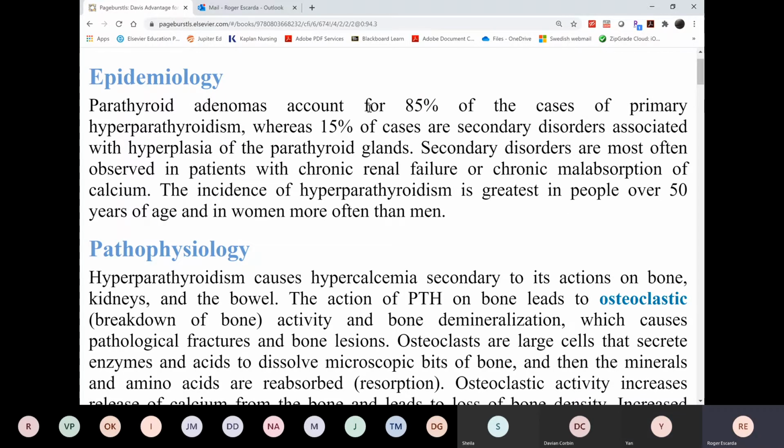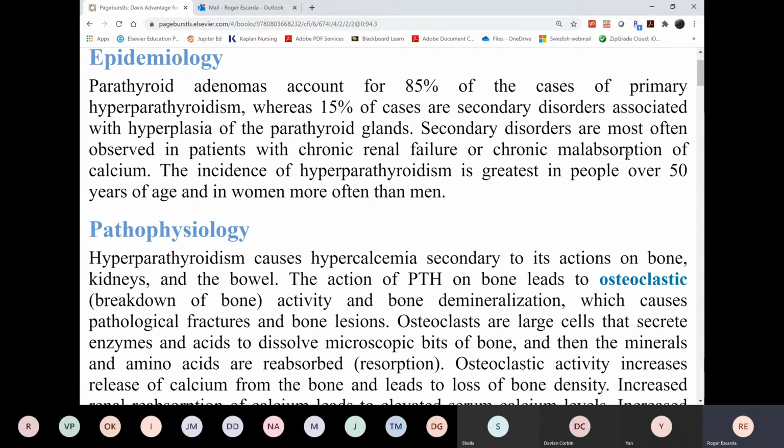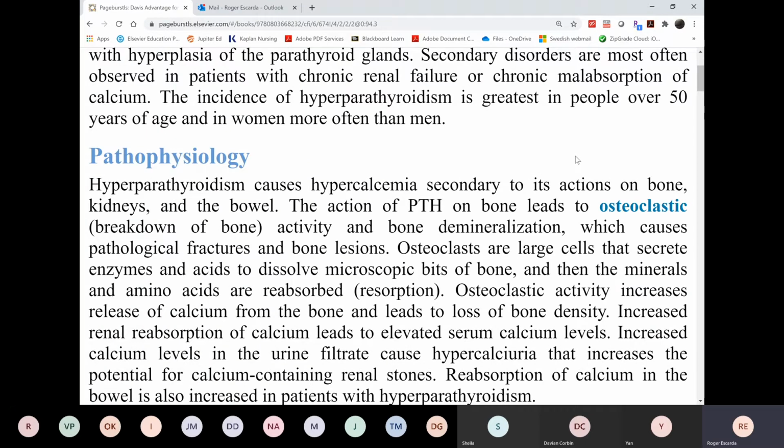So we have primary, of course, this will usually be a tumor in the parathyroid gland. That's primary, and then the secondaries usually are from kidney disease or some bowel disease. Let's say you have Crohn's disease. That's usually the problem. Or if you have, let's say, short bowel syndrome or any other stomach or intestinal condition, right? Anything chronic that affects your ability to absorb nutrients.